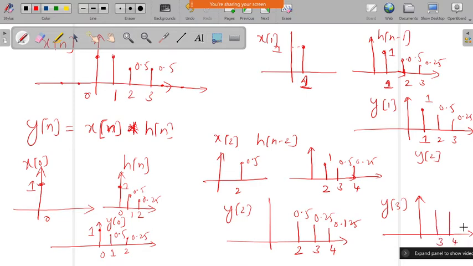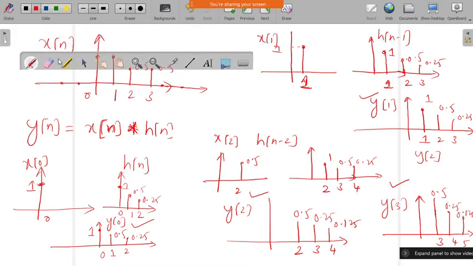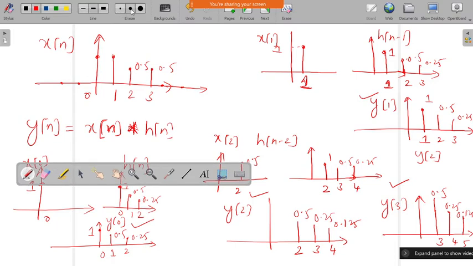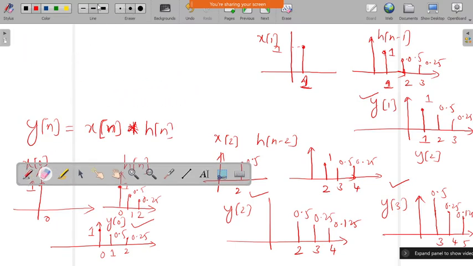Okay, 3, 4 and then 5. So this will be 0.5 and this will be 0.25. This will be 0.125. Okay, so now we need to add all these things, that is y of 0, y of 1, y of 2 and then y of 3, so that you are going to get the complete convolution sum. So now I'll write it here, complete y of n.